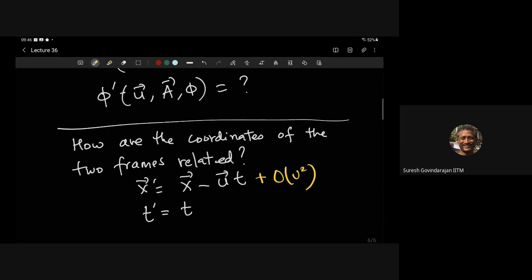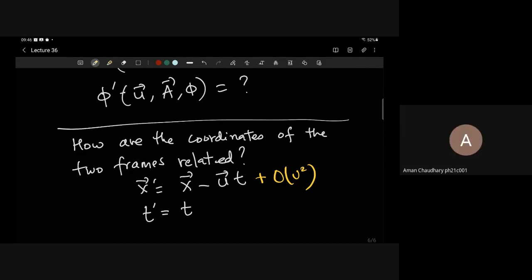So far this is what a Galilean boost would have said. There are no corrections at order u square. If I match the times, t prime is equal to t. We're going to assume that. Sir, if there was u square, then they would not be mutually inertial, right? No, we don't know that. What I'm saying is that for Galilean boosts there is no such thing. Whatever I've written right now is true for Galilean boosts to all orders in U.